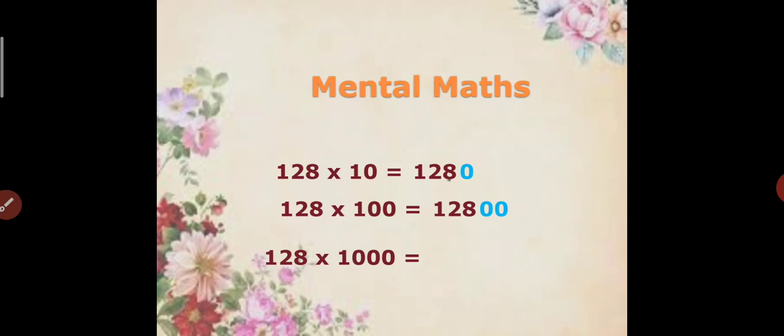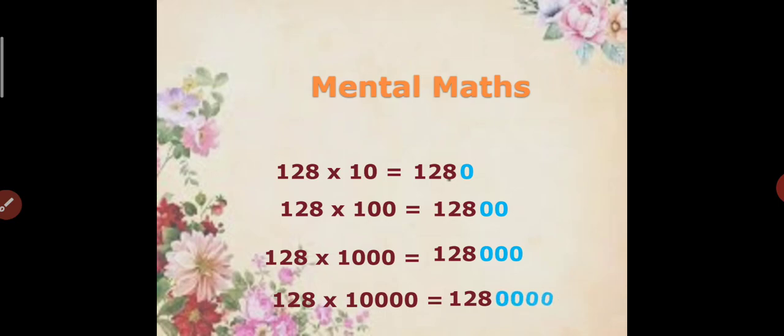That much only. 128 and in 1000, can you count and tell me the number of zeros? We have 3 zeros. Write the same number of zeros. Next 128 into 10,000. Write 128 and the same number of zeros. We have 4 zeros. So mental maths questions are over. Do it in the book. The mental maths questions are given as dashes. You have to fill in the answers in the dashes.